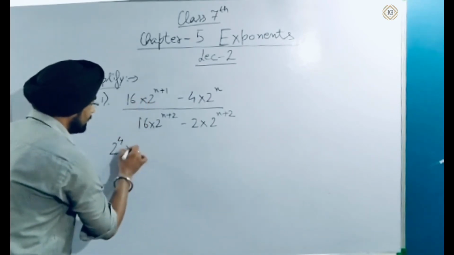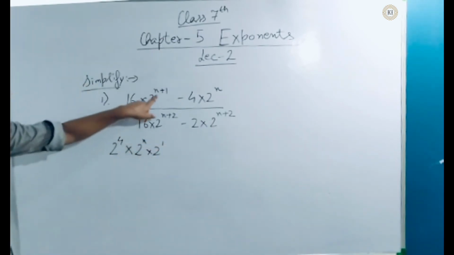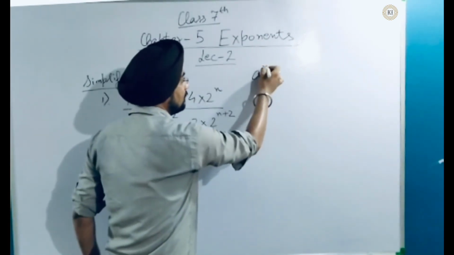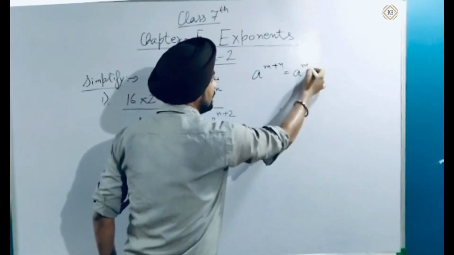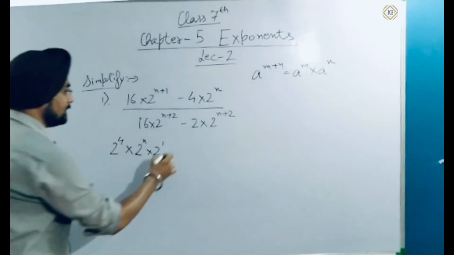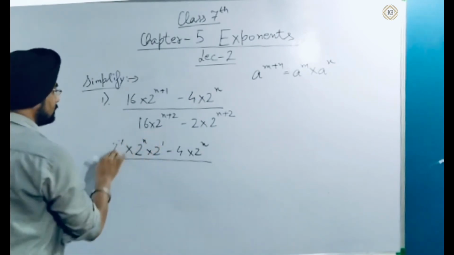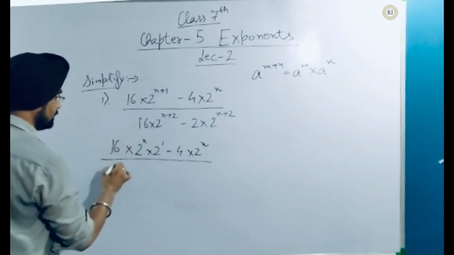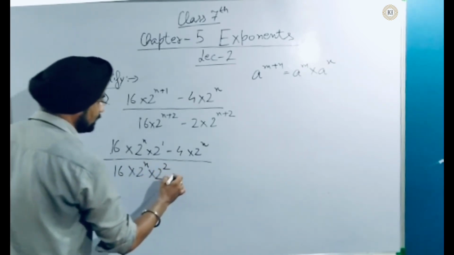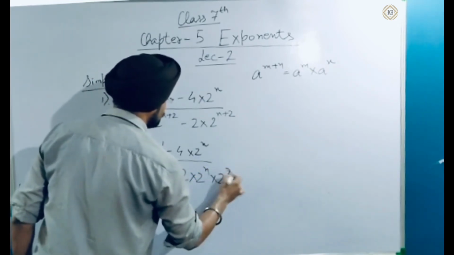This value we can break as 2^n × 2^1, because on the power you will see n + 1. So according to the law, a^(m+n) we can write as a^m × a^n. On the opposite side also we can do this: minus 4 × 2^n upon, again this you don't change, simply write 16 × 2^n × 2^2 minus 2 × 2^n × 2^2.